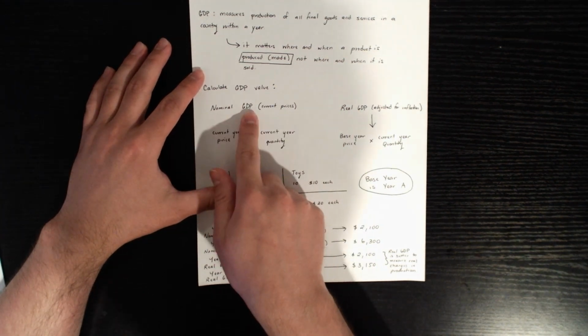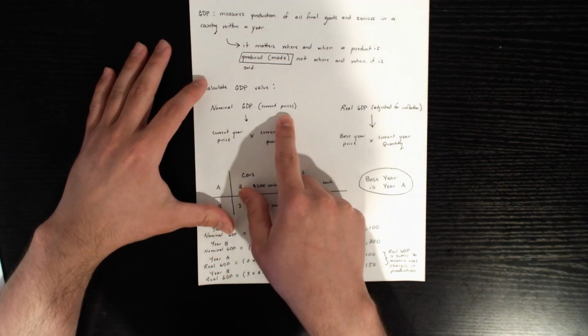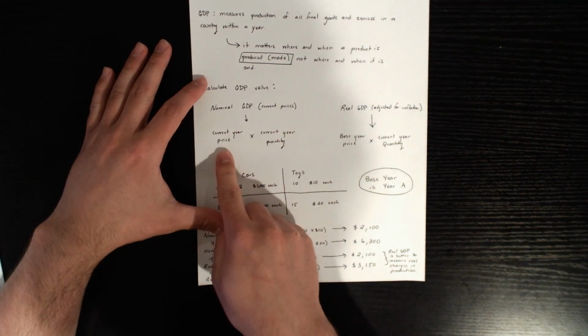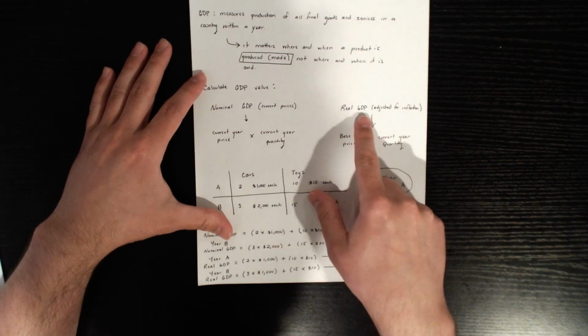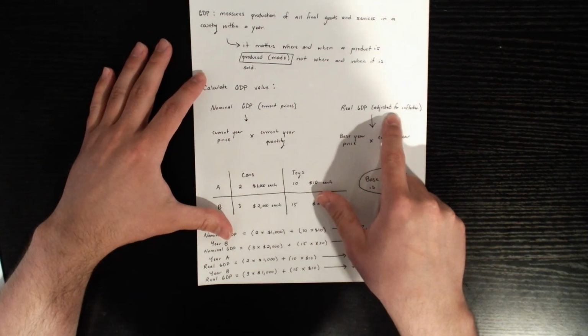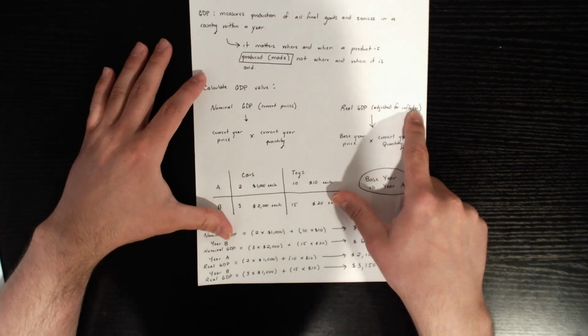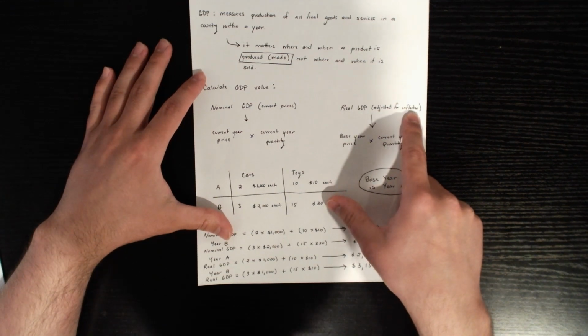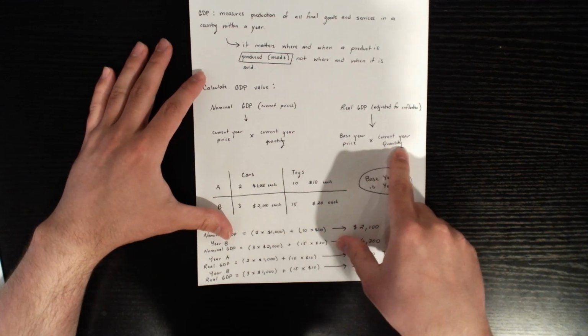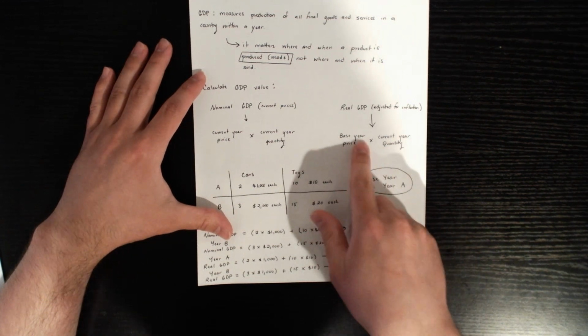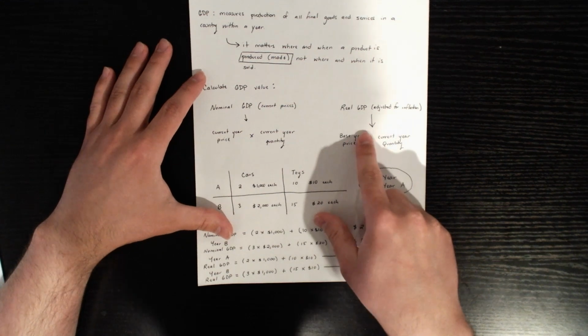We have nominal GDP, which uses current prices. So that's going to be the current year price times the current year quantity. And then we have real GDP, which adjusts for inflation, for changes in prices over time. And for that, we use a base year price times the current year quantity. And we'll tell you what the base year is.